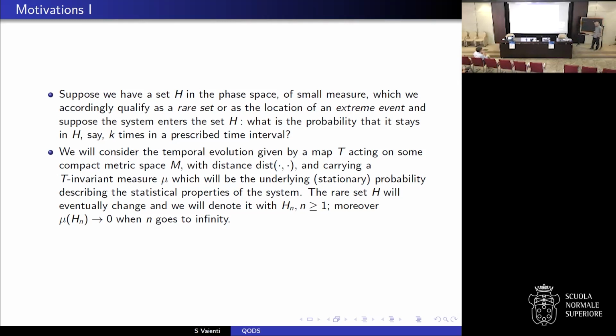What we want to compute is the probability that this trajectory or this state spends some time in this set, but we want to compute this time considering the trajectory on a prescribed time interval. I will write the formula in a moment. For the sake of simplicity, for the moment we consider the temporal evolution given by a map T acting on some space M, which preserves some measure. This is the usual setting presented in several talks here. In particular, the rare set H will be indexed by some number n, and when n goes to infinity, the measure of this set will go to 0. This is a very rough introduction.